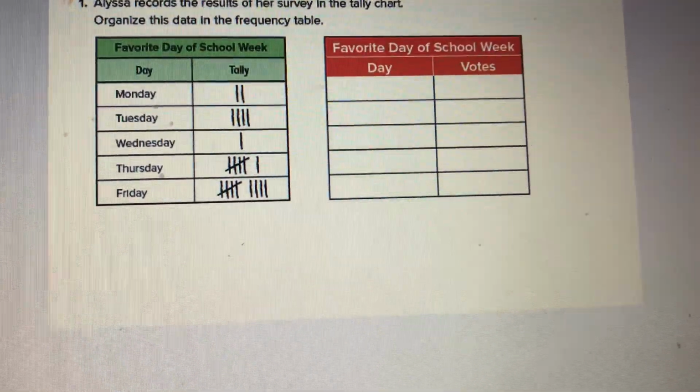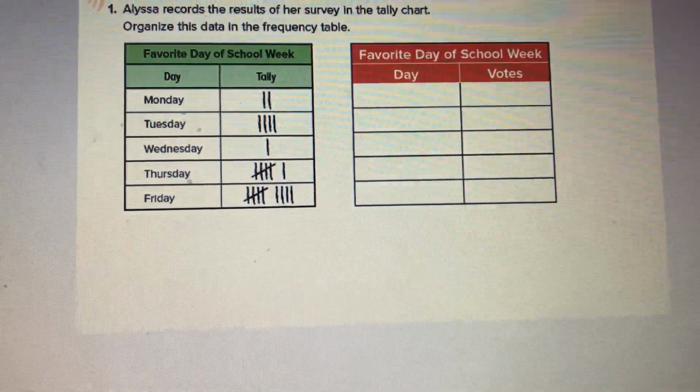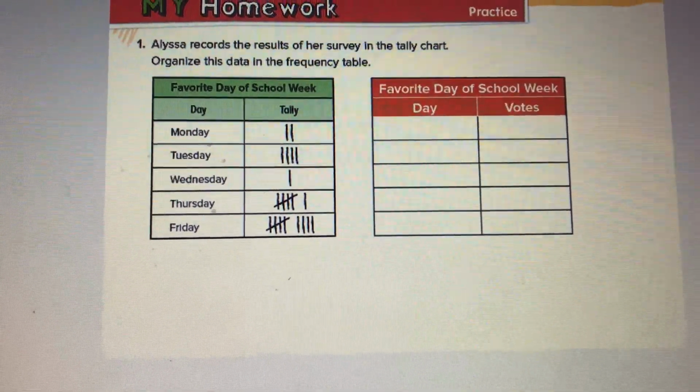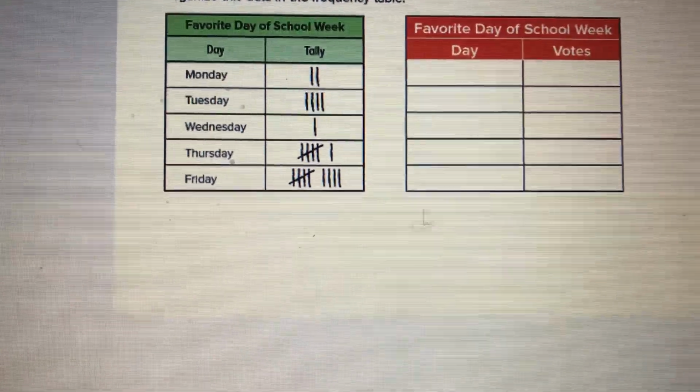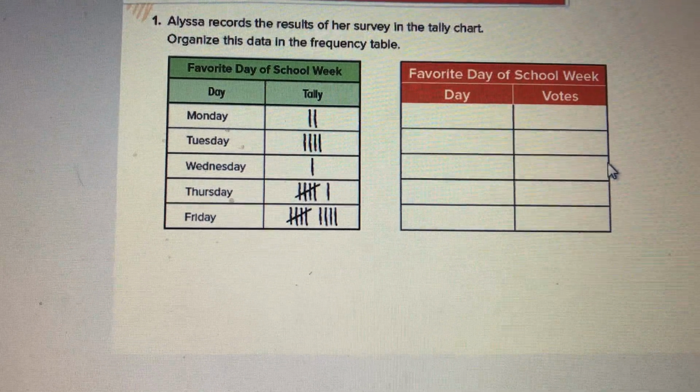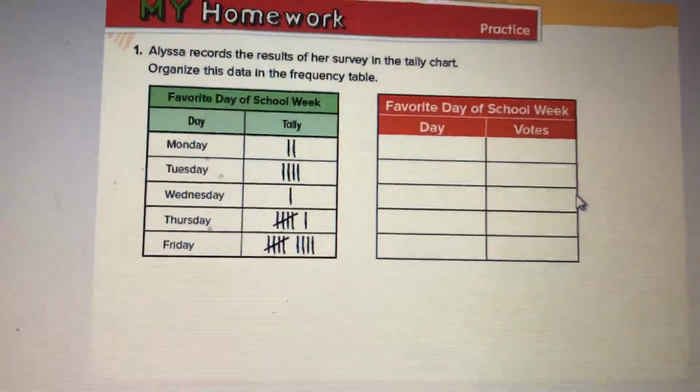All right, time for you guys to do your homework, okay? This is just copying information from a tally chart and making it into a frequency table. So again, you're going to write the days of the week, but you're not going to write tallies. When you do a frequency table, you're going to write numbers. Okay, good luck on your homework pages.